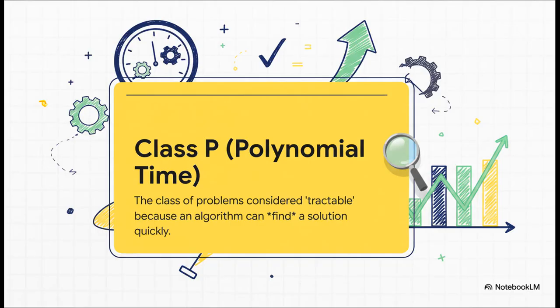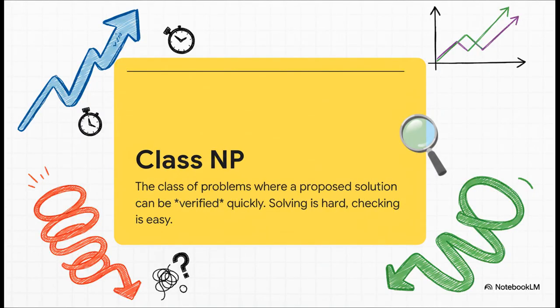Okay, so to understand this question, we need to know about two classes of problems. First, there's class P. The P stands for polynomial time, but you can just think of it as the fast club. These are the problems that we consider solvable in a practical sense. If a problem is in class P, it means we have a known, efficient algorithm that can find the solution from scratch, no problem. Then you've got class NP.